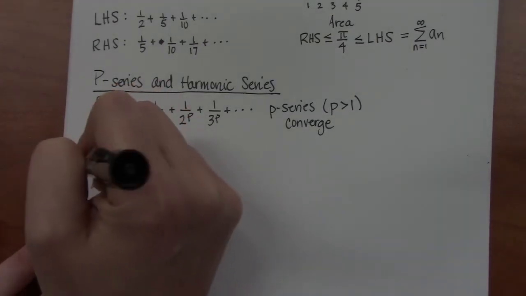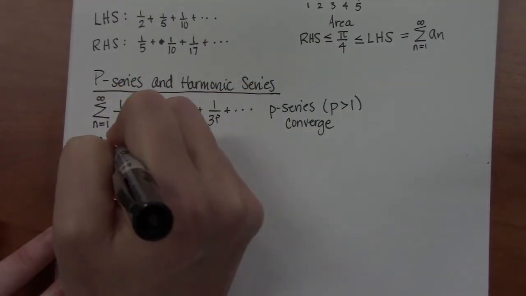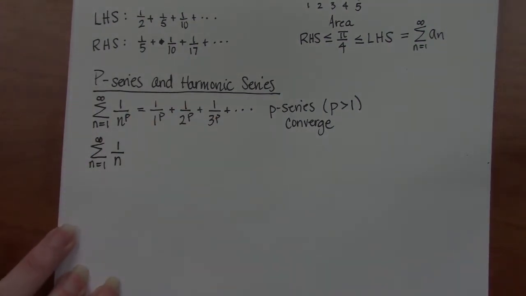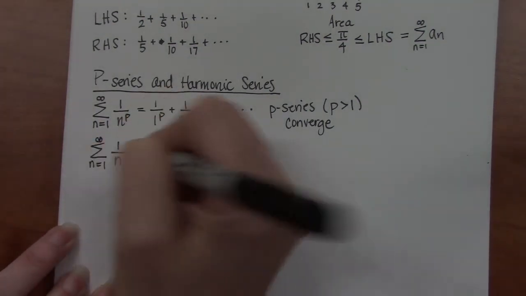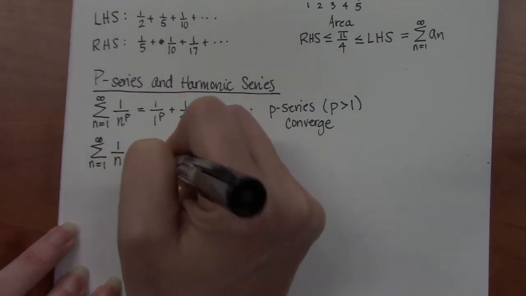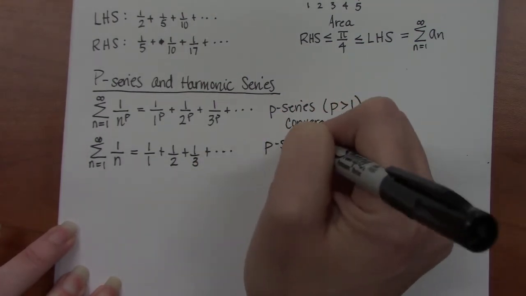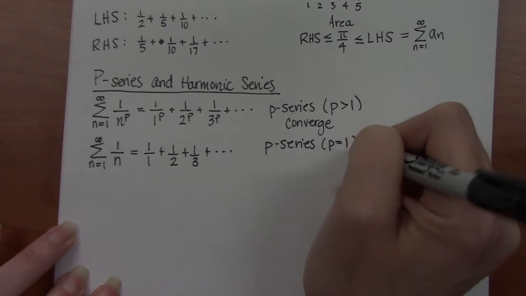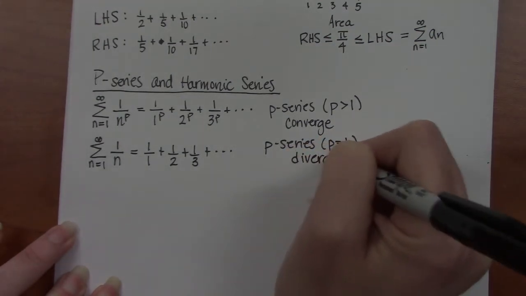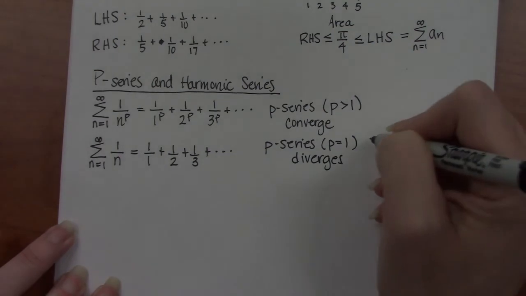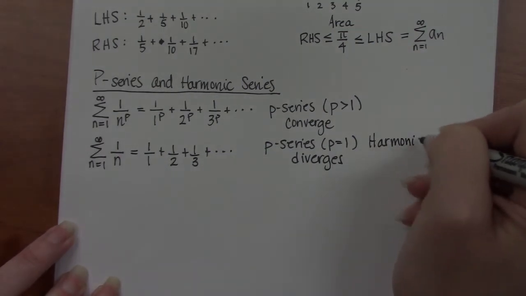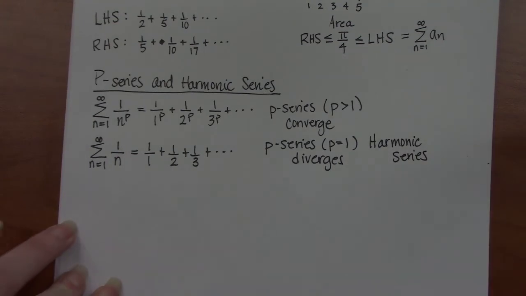However, if we let p equal 1, then we just have the series 1 over n. And 1 over n, right, is 1 over 1, 1 over 2, 1 over 3. And so a p-series where p equals 1 actually diverges, and it even has a special name, and we call it the harmonic series. So if you recognize a harmonic series and you just say, that's the harmonic series, it diverges, that's okay, right?